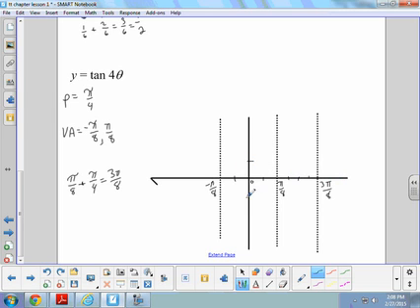Draw some hash marks. All right. Put my turning point right there in the center between my two asymptotes, a couple guide points. Turning point, guide points, and sketch it again.